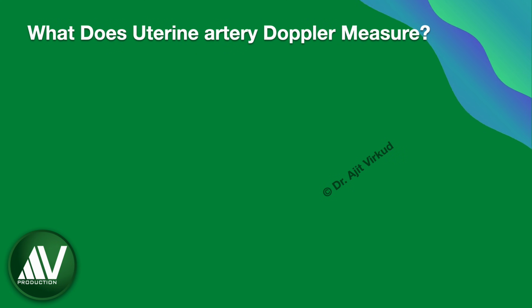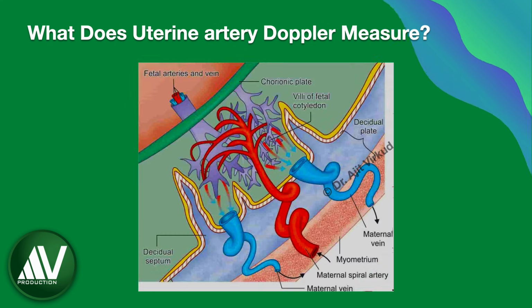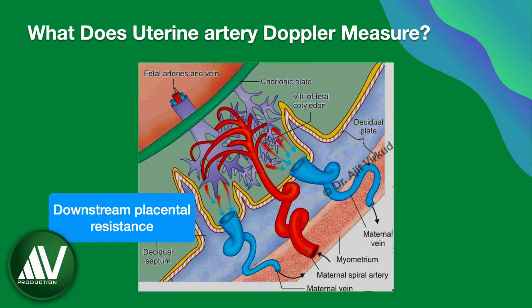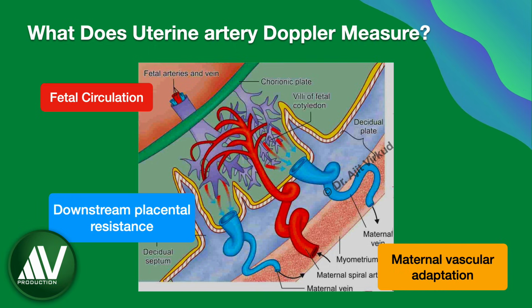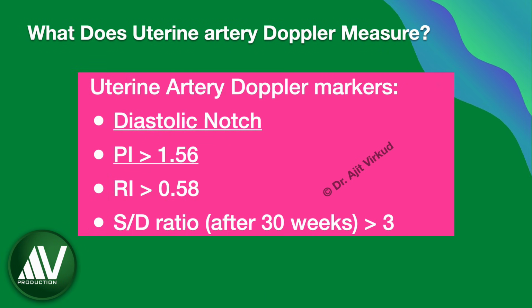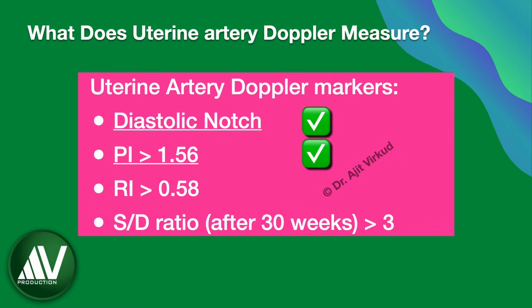What does uterine artery Doppler measure? Uterine artery Doppler reflects downstream placental resistance. It does not reflect fetal circulation, but is an evidence of maternal vascular adaptation. Uterine artery Doppler markers are diastolic notching and indices such as Pulsatility Index (PI), which is the most important marker, resistance index (RI), and SD ratio, which is not preferred anymore. PI is angle independent, making it the most reliable and reproducible index. Since only diastolic notch and PI of uterine artery Doppler are measured, I will only discuss these two markers.